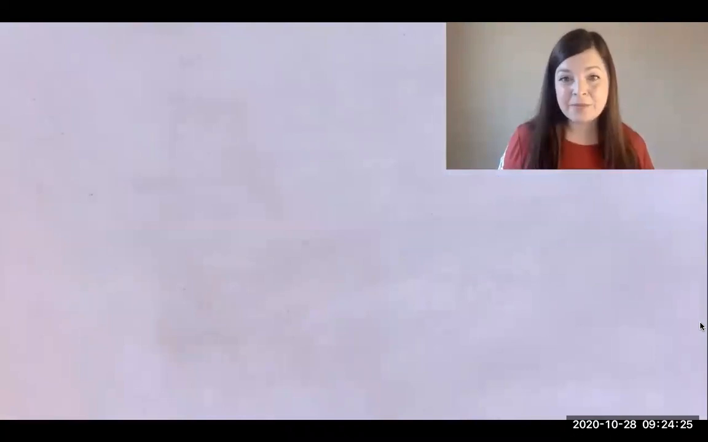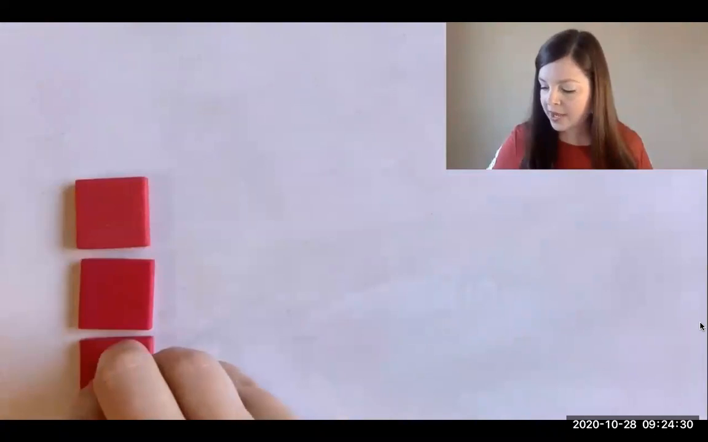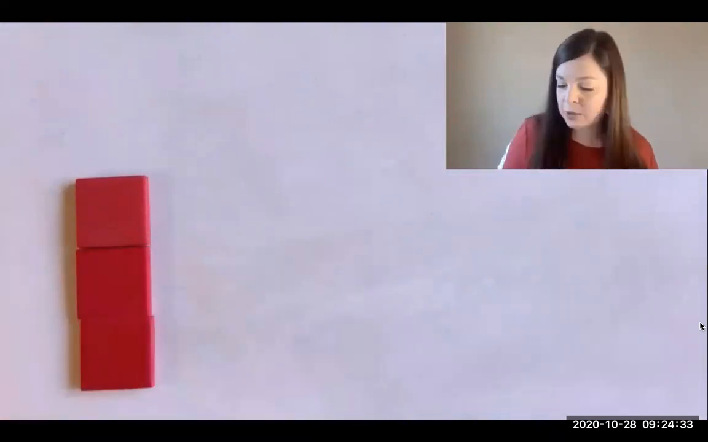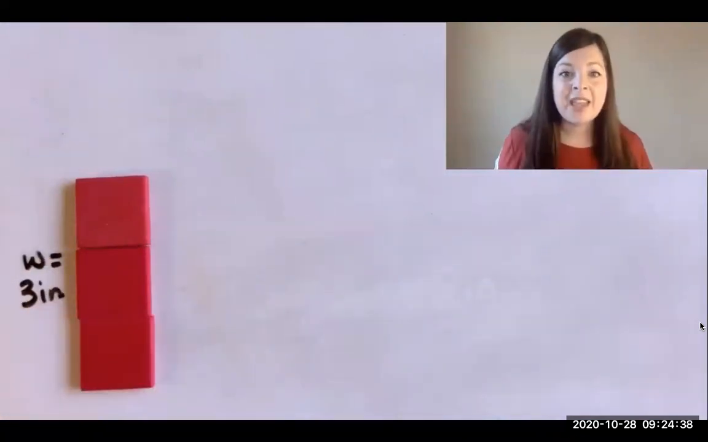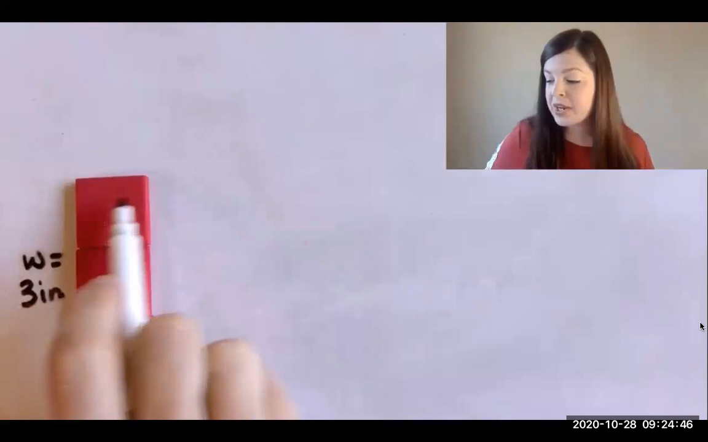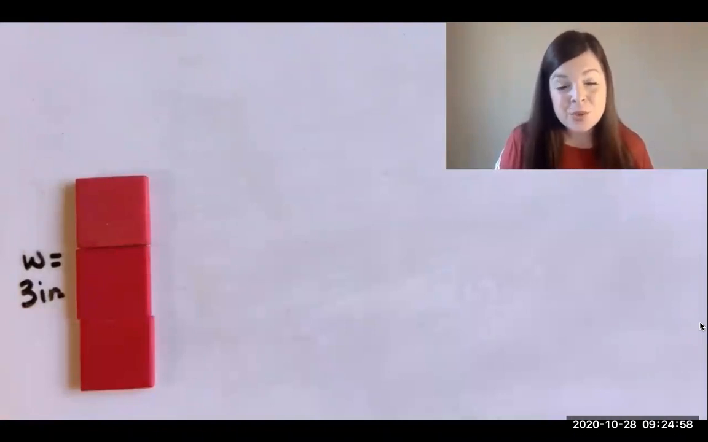Let's build a new rectangle now. This rectangle is going to be 3 inches wide, and I'll label this side width equals 3 inches, and it is going to be 3 times as long as it is wide. How might we go about finding out how long our rectangle is? Pause the video to talk out your thinking and use your square tiles to help you explain.